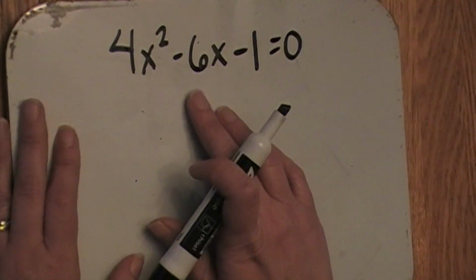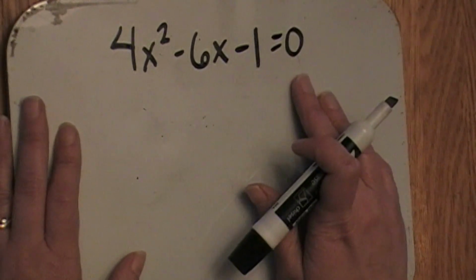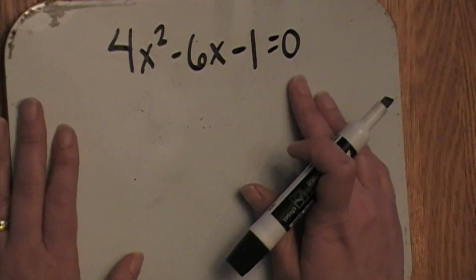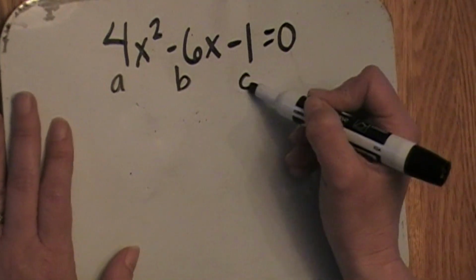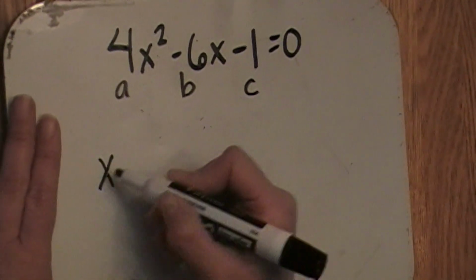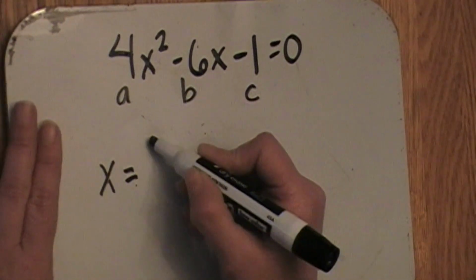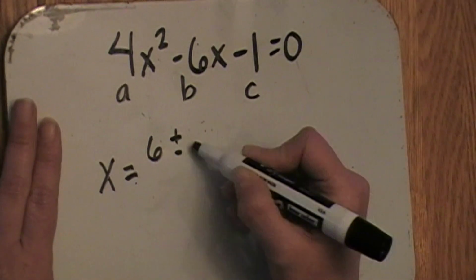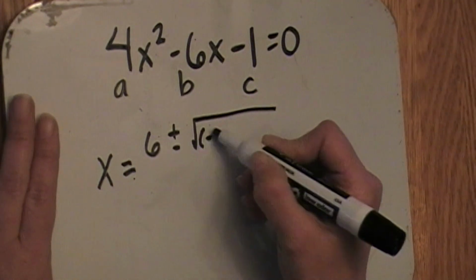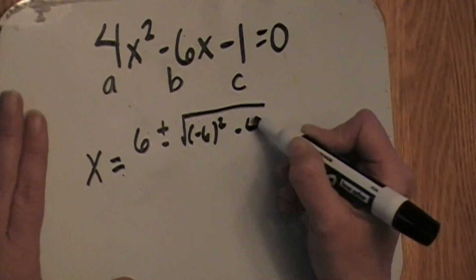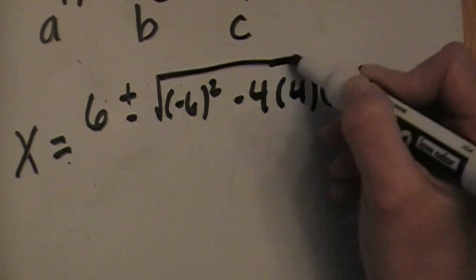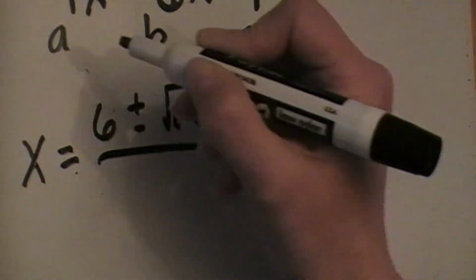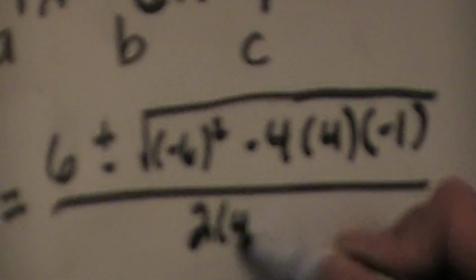4x squared minus 6x minus 1 is equal to 0, and we need to solve this by the quadratic formula. A is equal to 4, B is equal to negative 6, and C is equal to negative 1. By the quadratic formula, x equals negative b, so that's positive 6, plus or minus the square root of negative 6 squared, minus 4 times the a value of 4 times c, which is negative 1, all over 2 times a, which is 2 times 4.